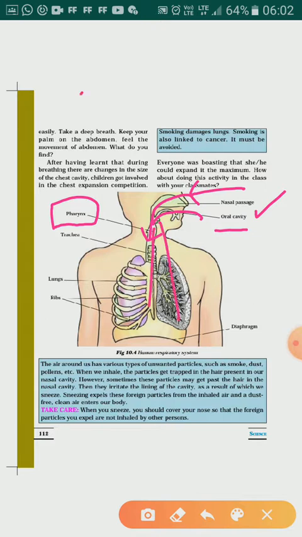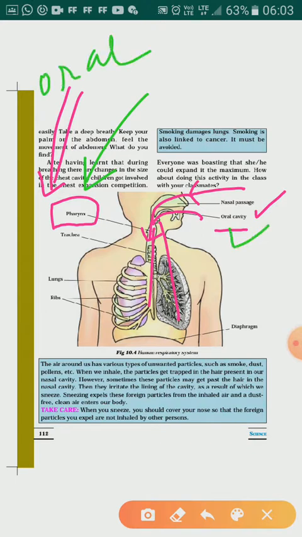Till pharynx, the food and water come here through the nasal passage, and then the air comes here. The food and water come through the oral passage, and through the nasal passage the oxygen or the air comes. All three come to the common passage, that is pharynx, and from pharynx there will be a division of the three.